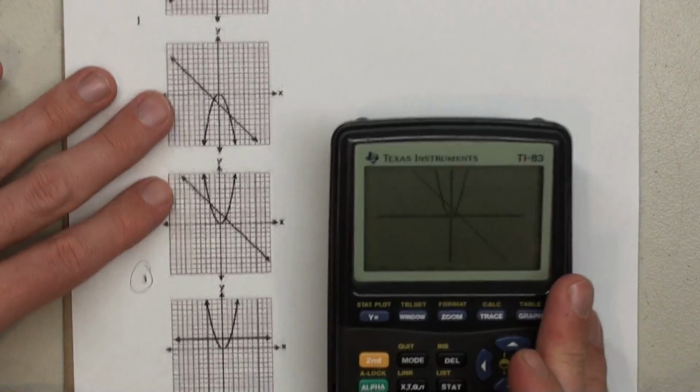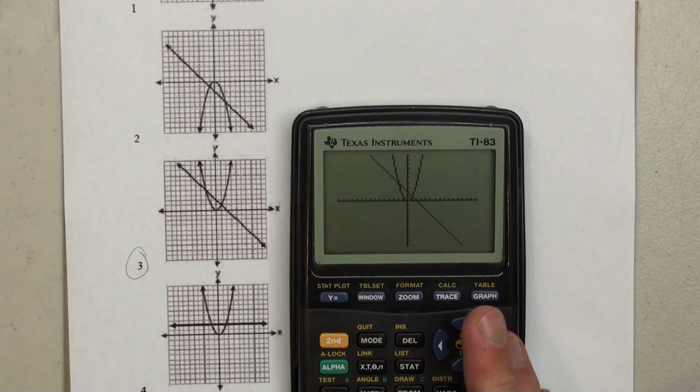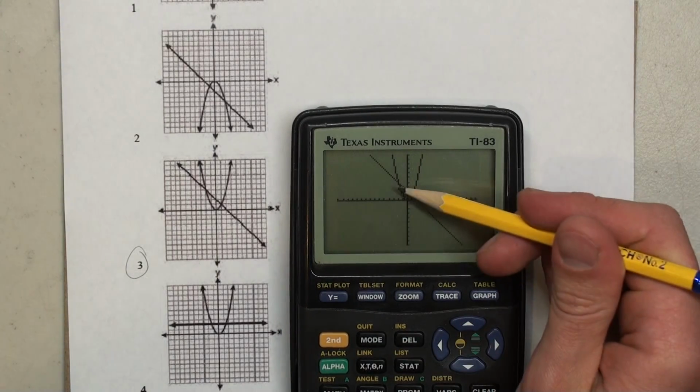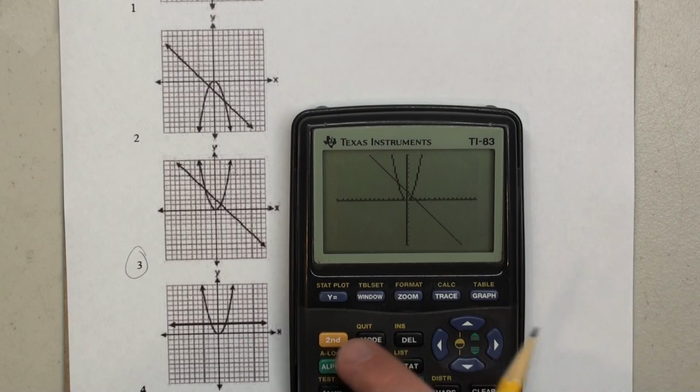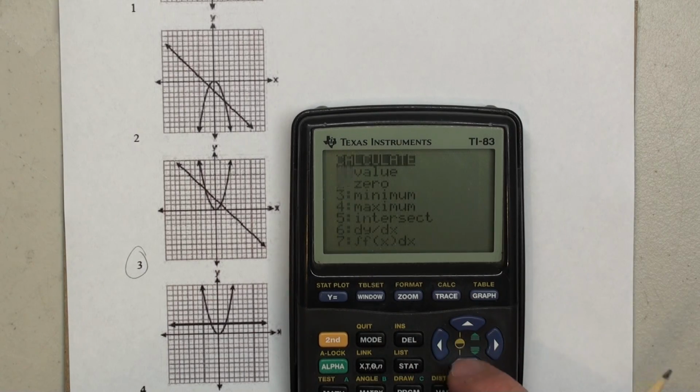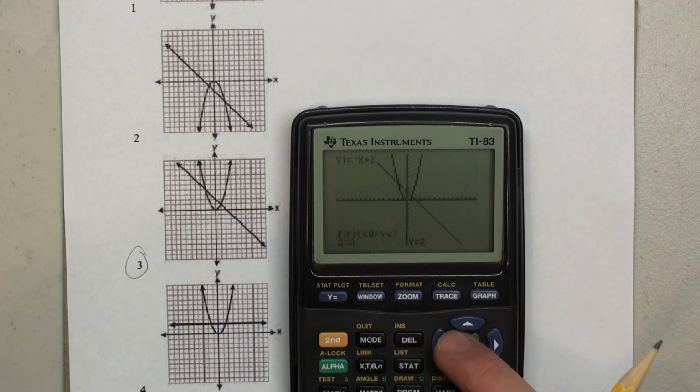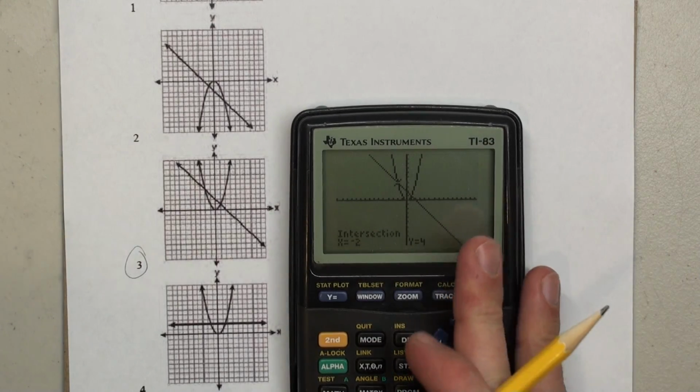Choice 3. By the way, if you wanted to know what the solution was, you just want to find the intersection of those 2 points. So second, calculate, intersect. We want to know where the graphs cross. So I put the blinking cursor near the left point of intersection. Enter, enter, enter. Negative 2 comma 4.